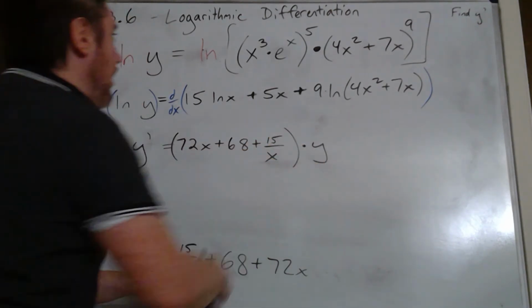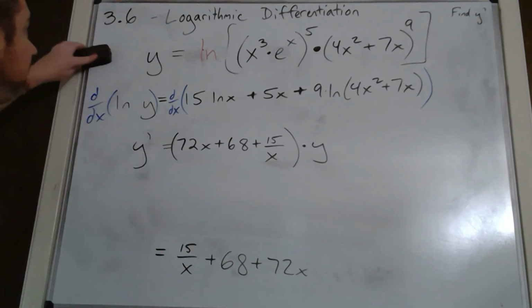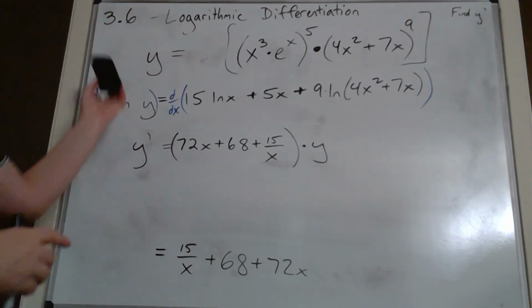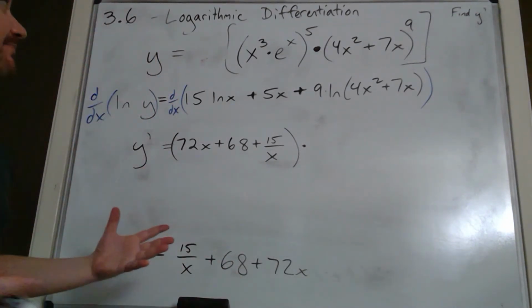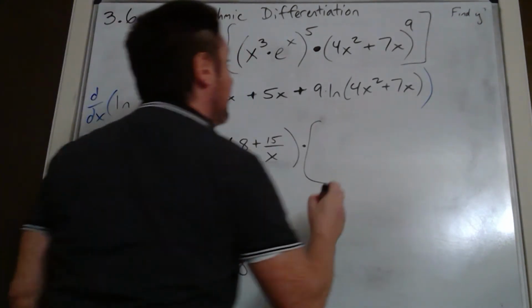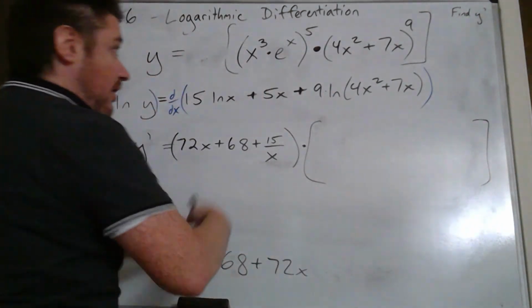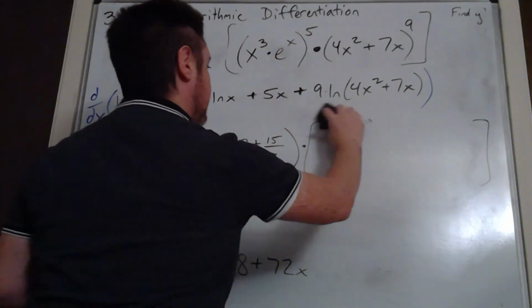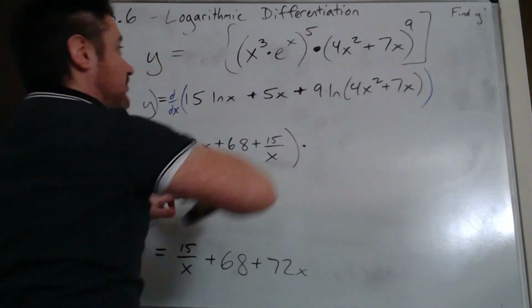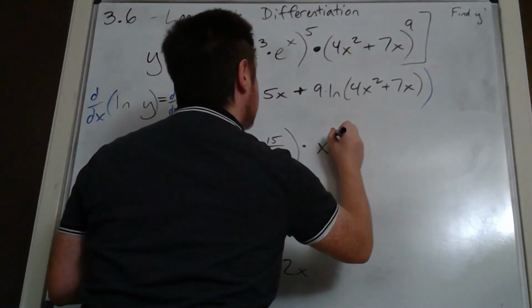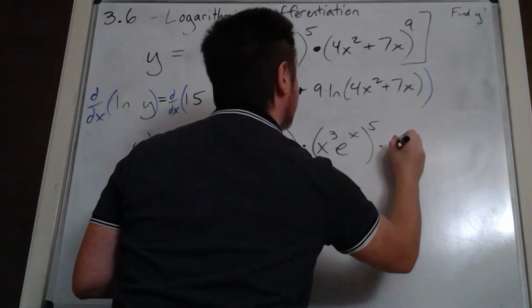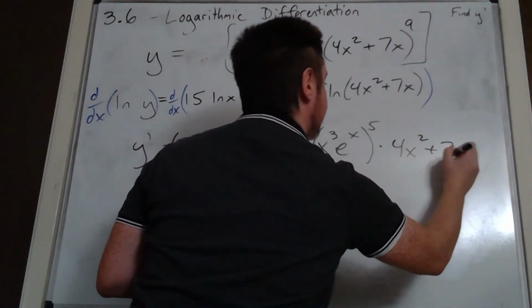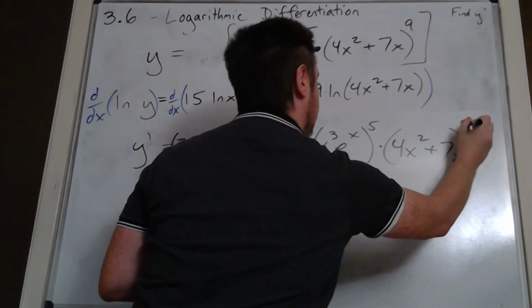And over here I've got y. What's y? Let me get rid of that natural log. And y was our original expression. So a weird phenomenon of this process is the original expression becomes part of our answer. So I've got, I guess we don't need the brackets here because there's just multiplication there, but I've got x cubed e to the x to the 5th times 4x squared plus 7x to the 9th.